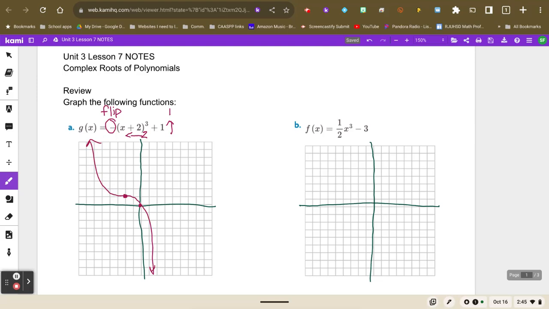Okay, so here, the minus 3 means we're going to go down 3. The 1/2 just makes it a little bit smaller, so we're going to start at 0. We're going to go down 3, and for basic terms, we're just going to go up, and we're going to go down.